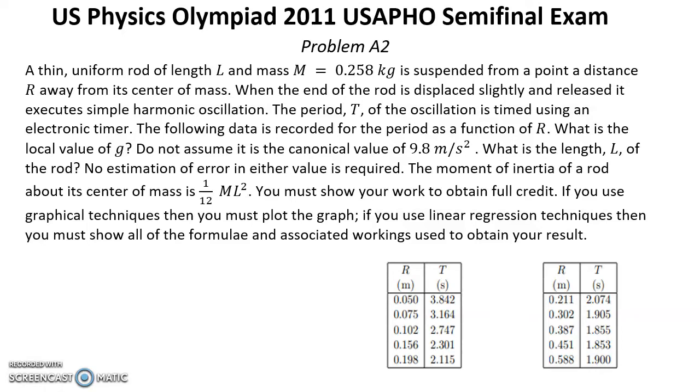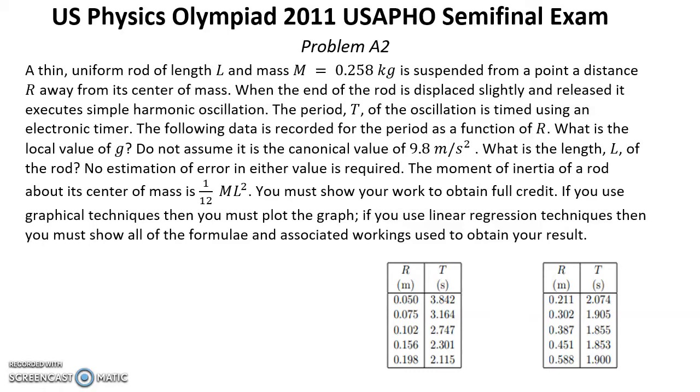A thin uniform rod of length L and mass M equal 0.258 kilograms is suspended from a point a distance r away from its center of mass. When the end of the rod is displaced slightly and released, it executes a simple harmonic oscillation. The period T of the oscillation is timed using an electronic timer. The following data is recorded for the period as a function of r.